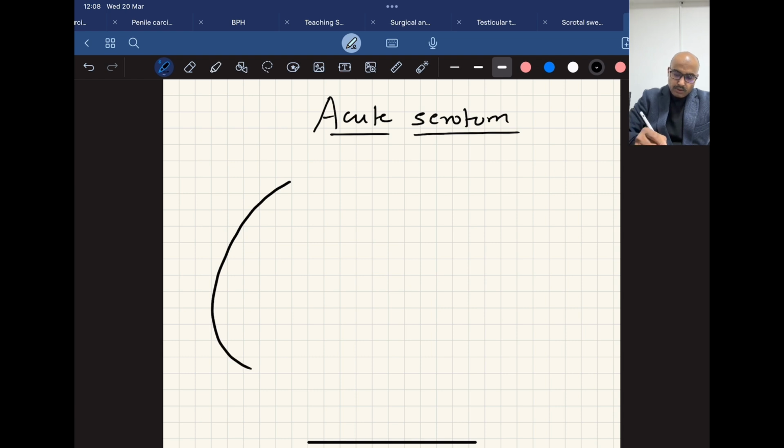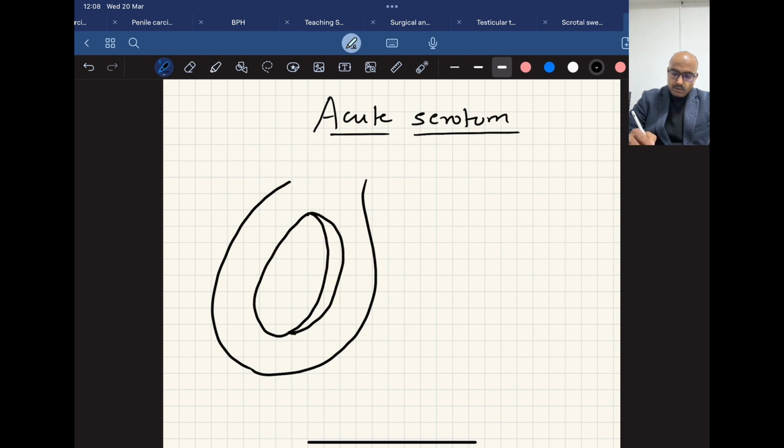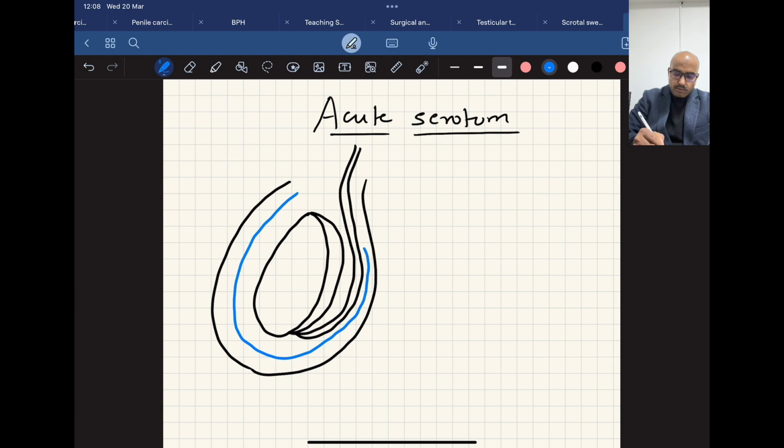So, this is the scrotal sac, okay, that contains the testis, epididymis, and the vas deferens, and obviously it is surrounded by 5-6 layers of the scrotum. You know that very well. Okay, and there is the tunica vaginalis.